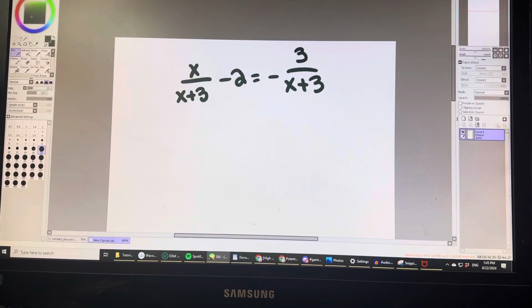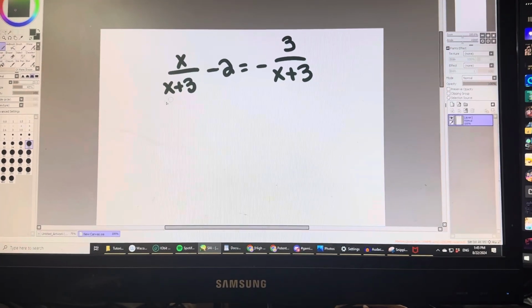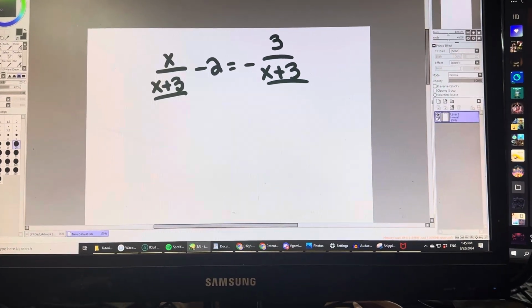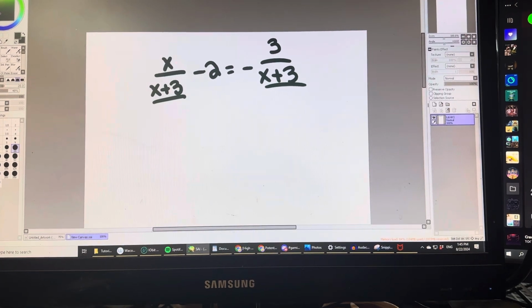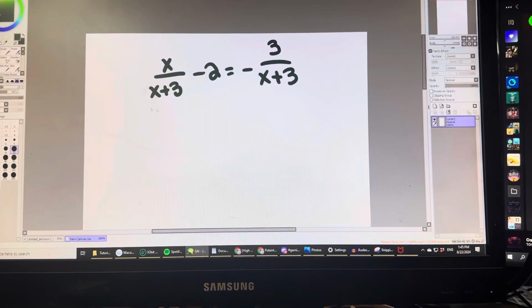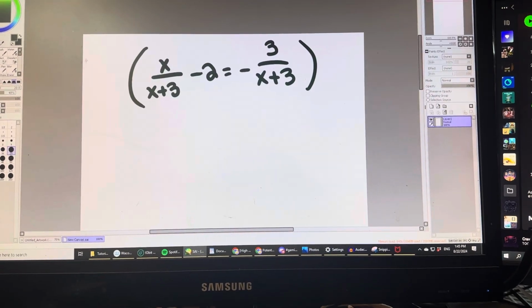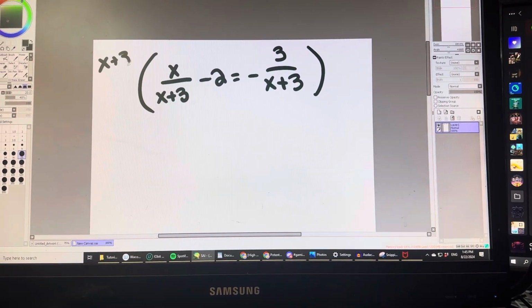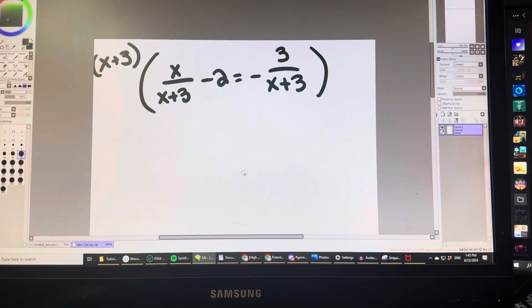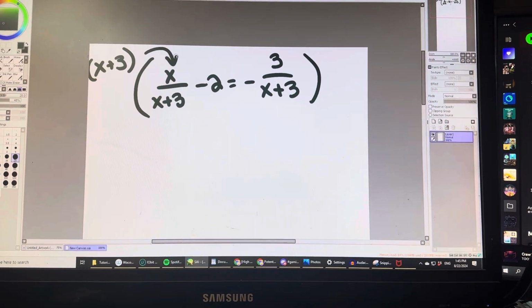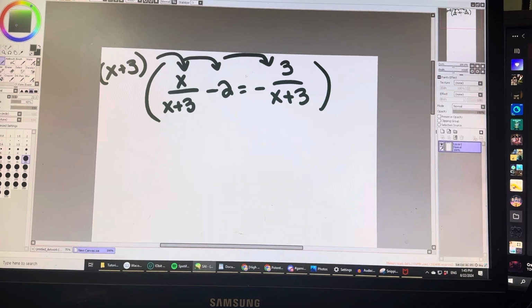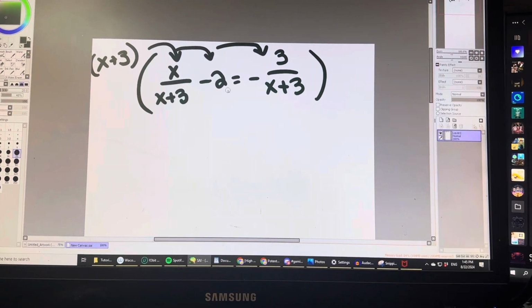So I always encourage and teach my students to just get rid of the fraction first, okay? So we look at the denominators, and we're just gonna multiply by whatever that denominator is. So that is x plus 3. So we're going to multiply the entire thing by x plus 3. That means each term is getting this, okay? Notice that negative 2 is as well.